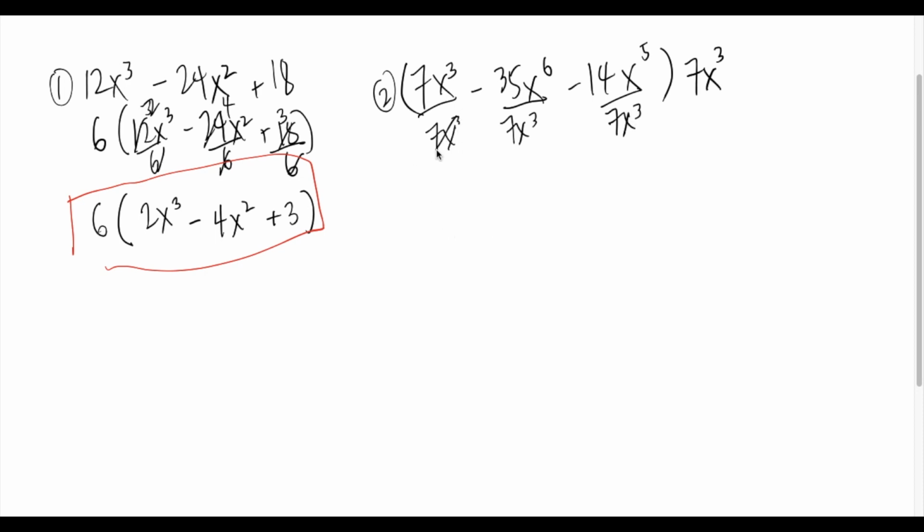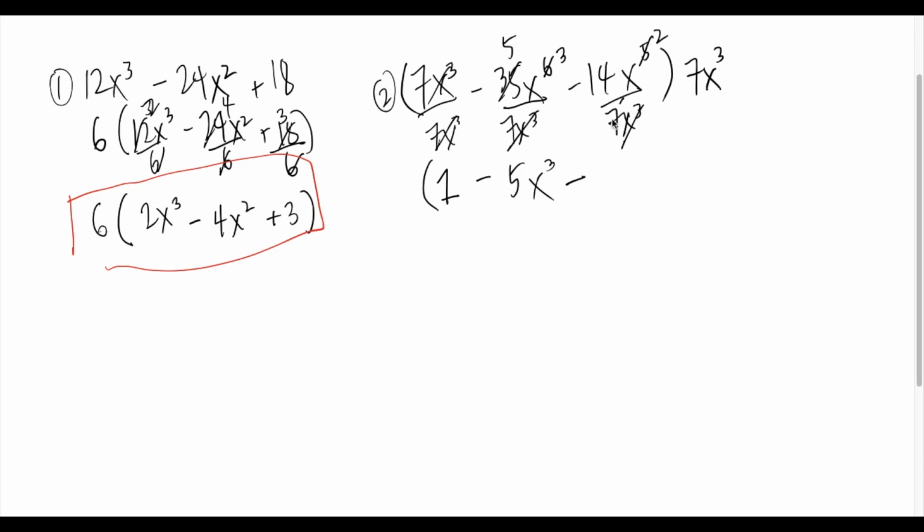Okay, so here, magka-cancel lang sila. Meron tayong 1. Minus, how about this one? Magka-cancel lang to. Ito magiging 3 kasi 6 minus 3. Itong 35 divided by 7 will become 5. 5x cubed. Minus x cubed.